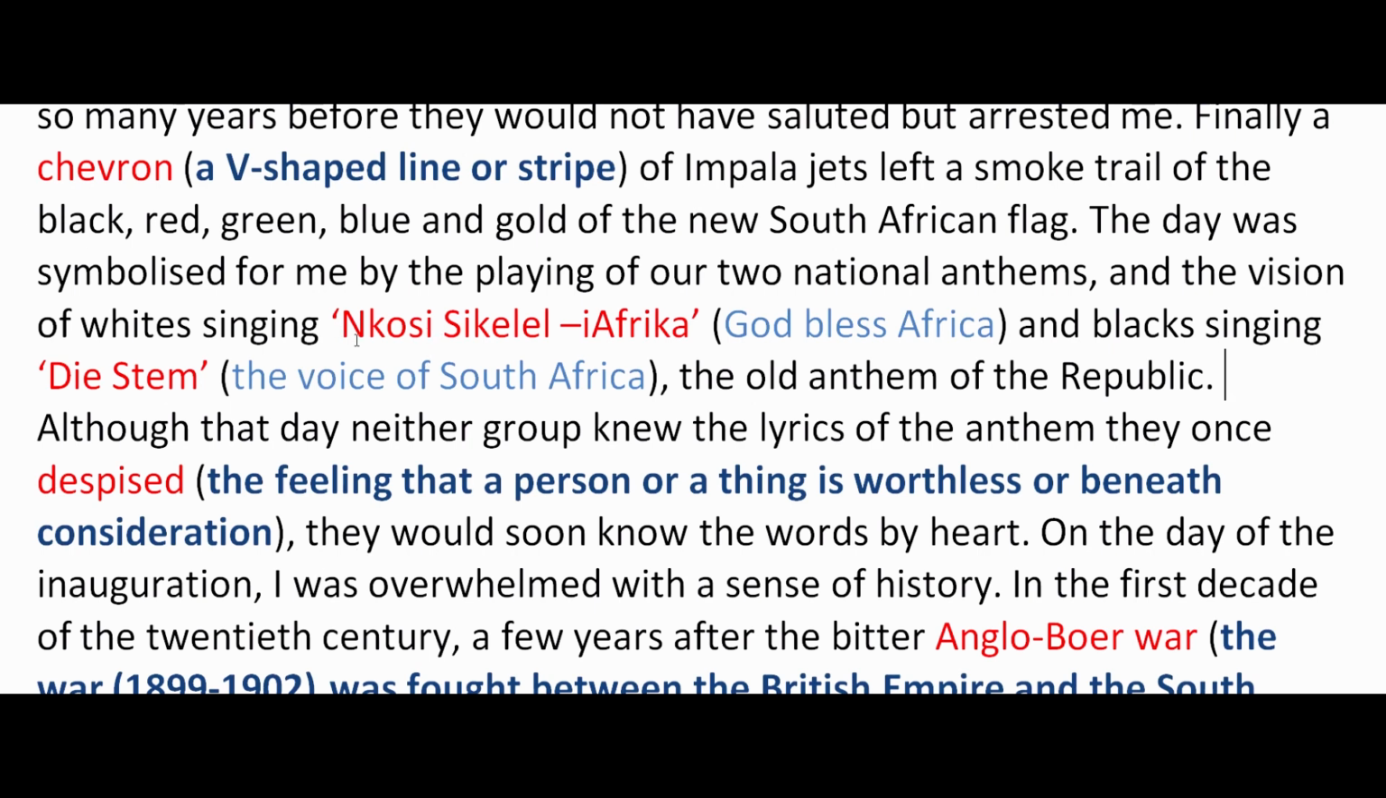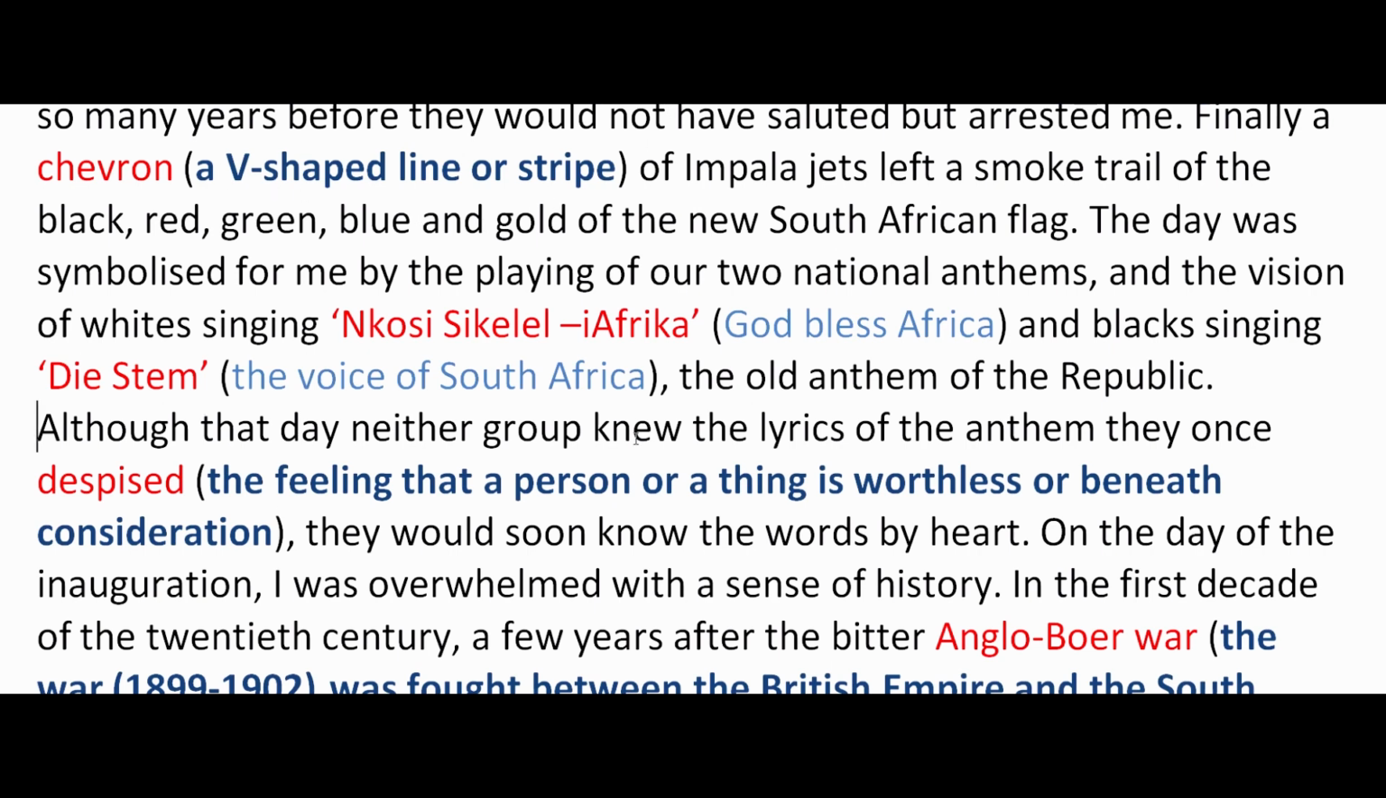One was Nkosi Sikelel' iAfrika. It means God bless Africa. This national anthem was played for the black people, and for the whites, Die Stem. Stem means the voice of South Africa. These two anthems were played. Now there was no more discrimination between white and black.